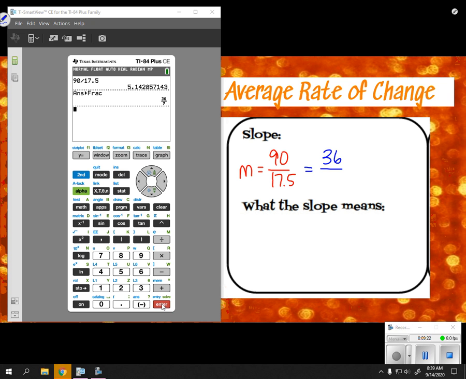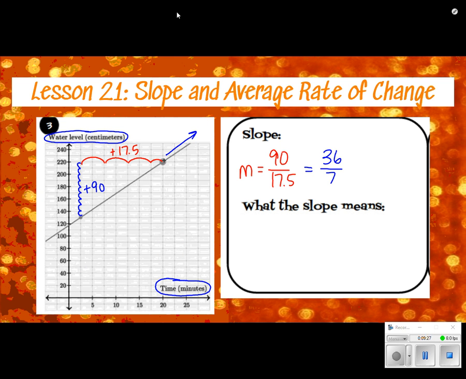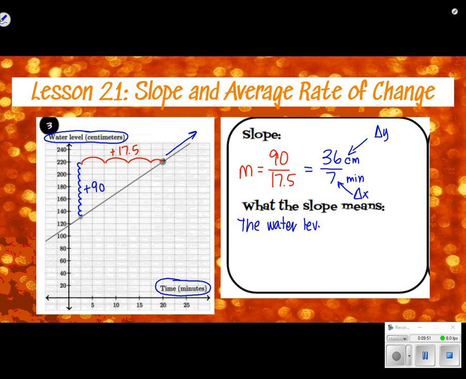And we're going to translate what that means in our situation. So we know that we're doing change in y over change in x. Well, change in y, that's centimeters, and change in x, that's minutes. So we're looking at the water level increasing 36 centimeters for every 7 minutes. So the water level rises 36 centimeters every 7 minutes.